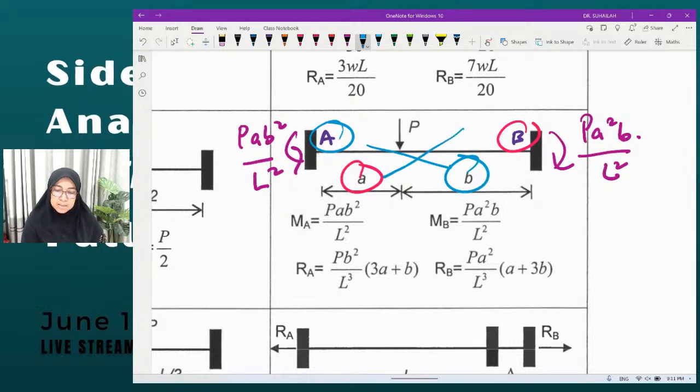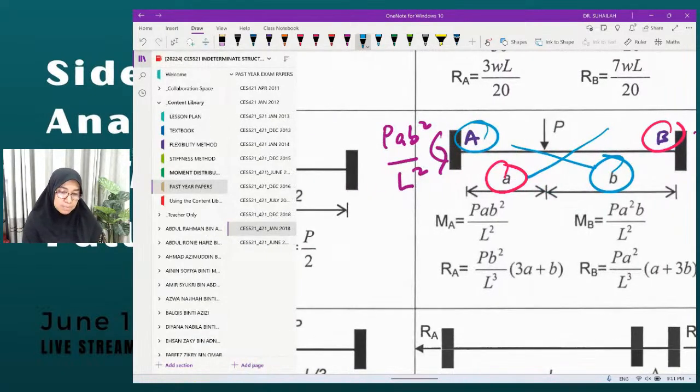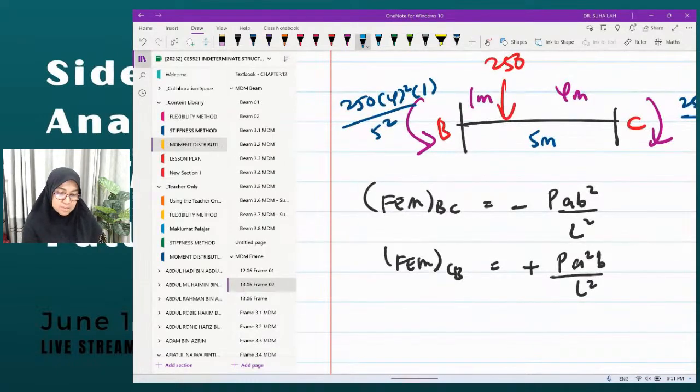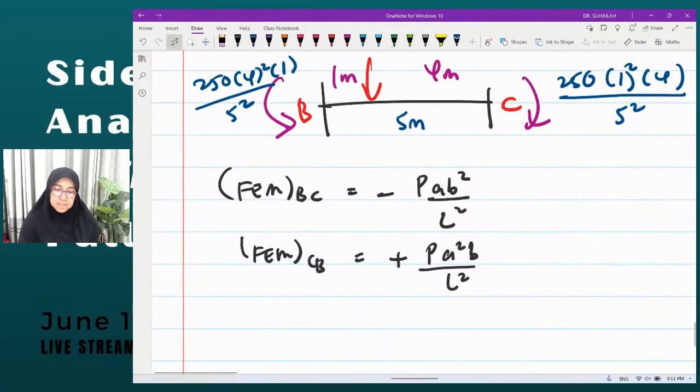Cross cross. Okay, this is the tip on how to remember the formula. For A, FEM at A, B squared. FEM at B, A squared. Okay, this is the formula. So back to this. Please calculate FEM BC.